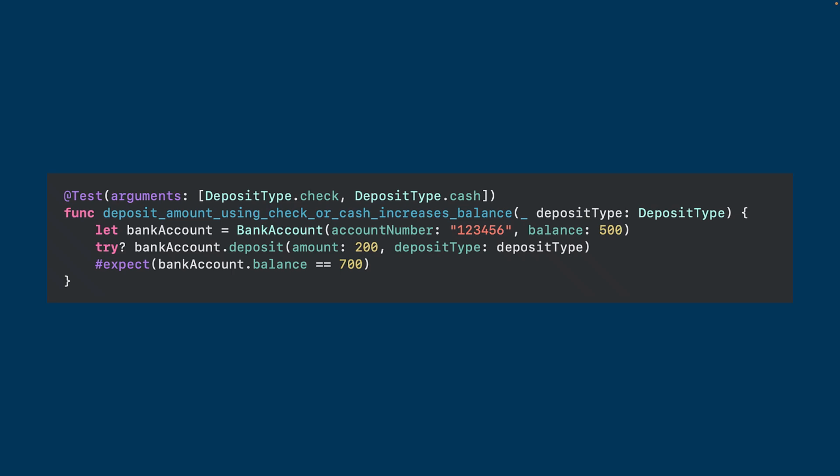Now, before we move any further, I want to talk about a special way that we structure our test. So this is our last test that we wrote, which is deposit amount using check or cash increases balance. It looks nice and it looks like it is following some sort of a pattern to structure it nicely. All right. So what is that particular pattern? What is that way of structuring your test in a nice way?